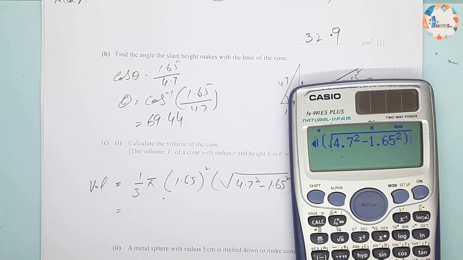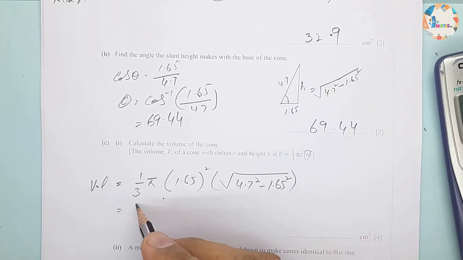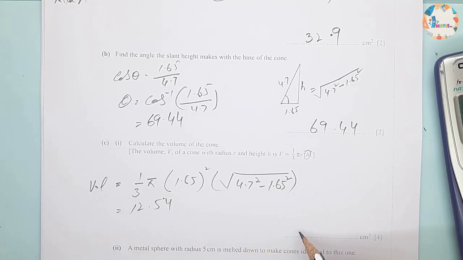And this bracket we have to remove, and we'll have to write the bracket over here, and this will be 12.54. So this is equal to 12.54, or we can write 12.5 as the answer.